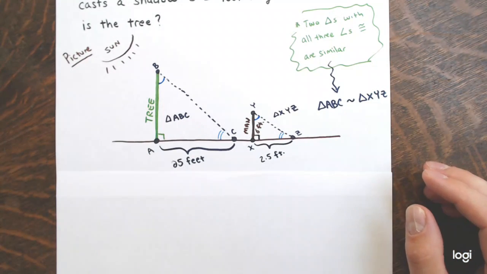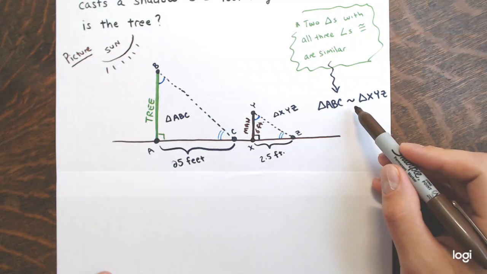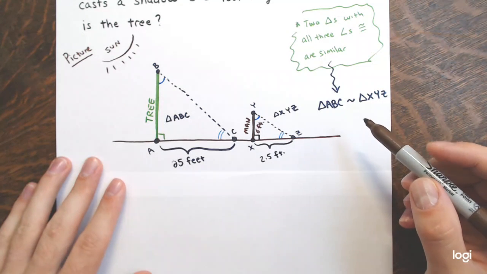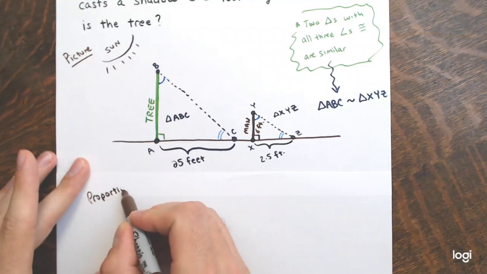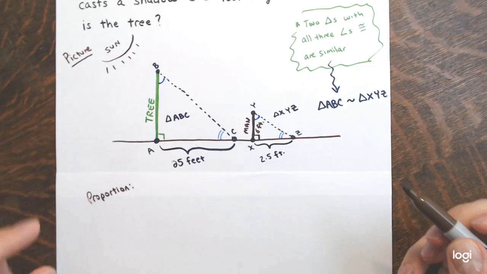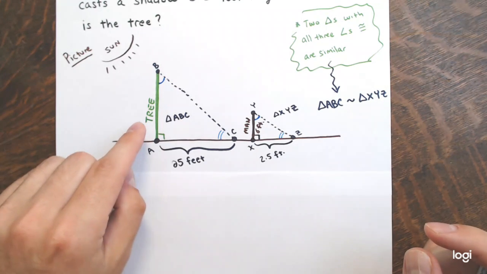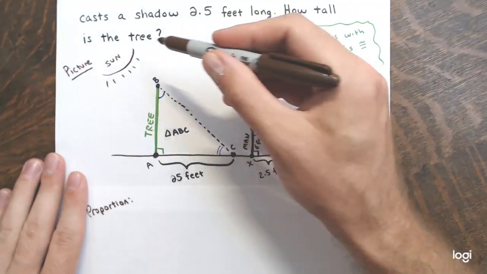All right. So because of this similarity, we're going to be able to set up a ratio, a proportion. I'm going to do that on the next page here. We're going to be able to set up a proportion, where we set two ratios equal to each other, so that I can find the height of the tree. Right? The question was, how tall is the tree?